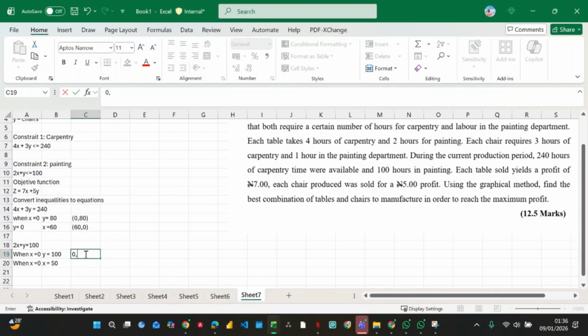That means here we now have 0, 100, and then 50, 0.